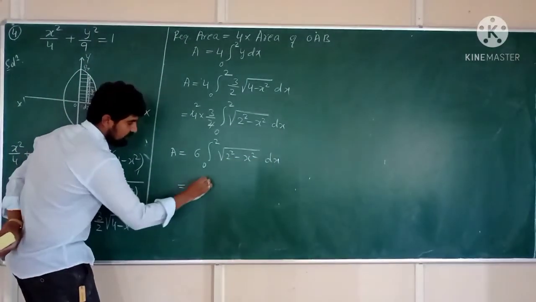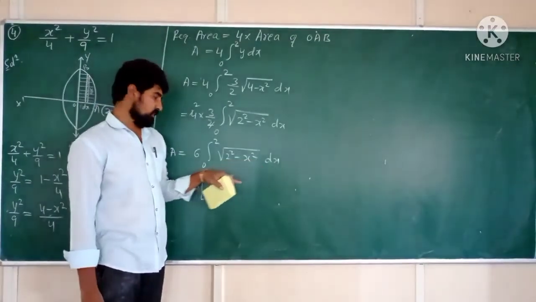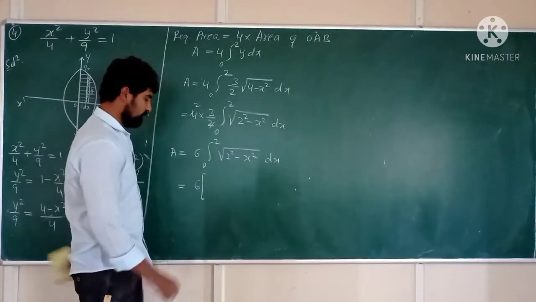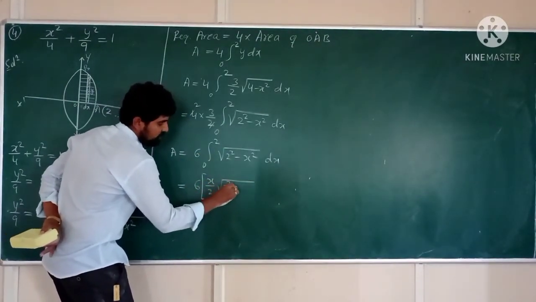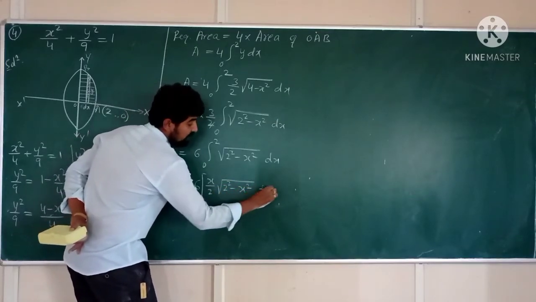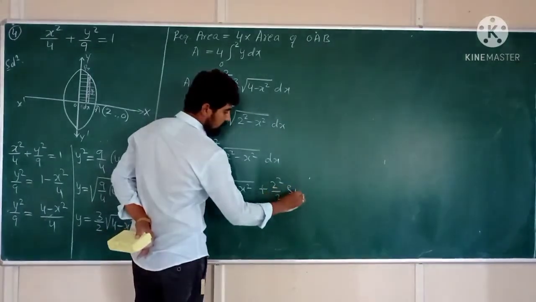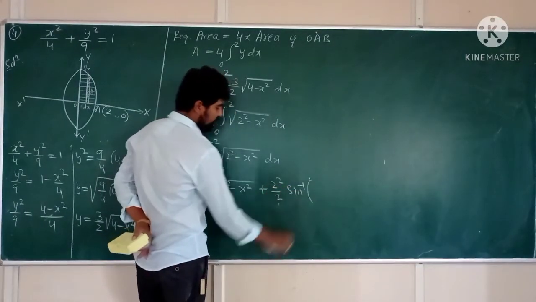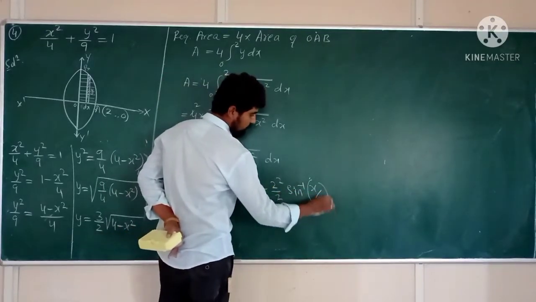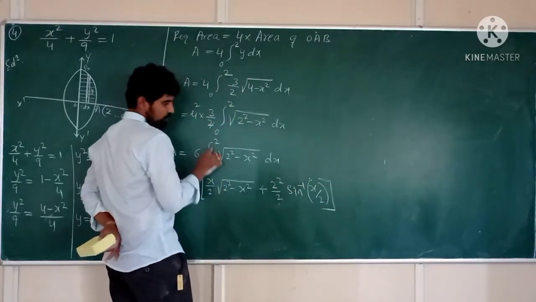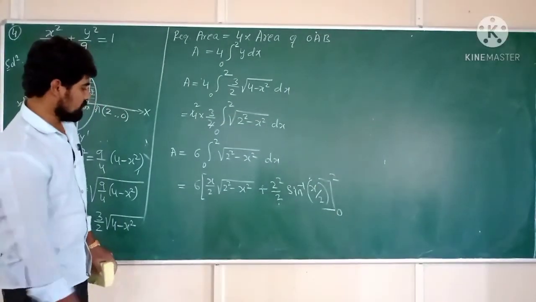Which is equal to 6 into, we know that the integration of square root of a square minus x square, where a is 2 here, the formula is x by 2 square root of a square minus x square plus a square by 2 into sin inverse of x by a. Here the value of a is 2, so sin inverse of x by 2, over the limit 0 to 2. I hope all of you understand.